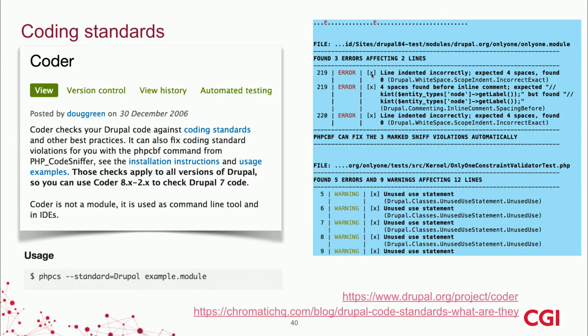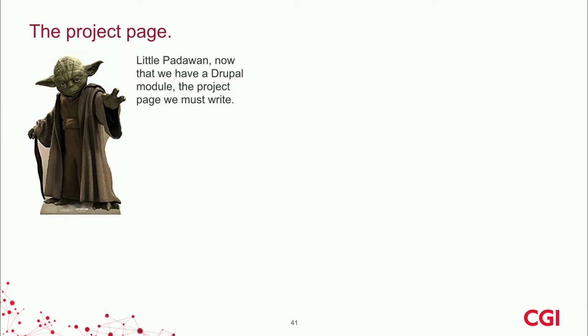If you find an X like this, the tool can fix this problem automatically. But in this case we don't have the X. Sometimes you need to go to the file and fix the problem by yourself. Okay. But the project page.